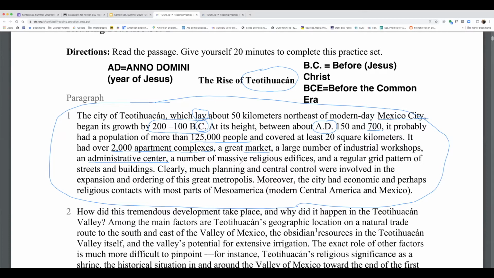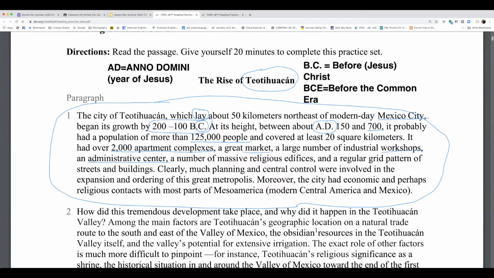So we have administrative center, a market. What else? Workshop. Okay, so workshops. So maybe people working in these places. So again, there are no factories, right? There are no big factories in this time period. So people working maybe in small places.